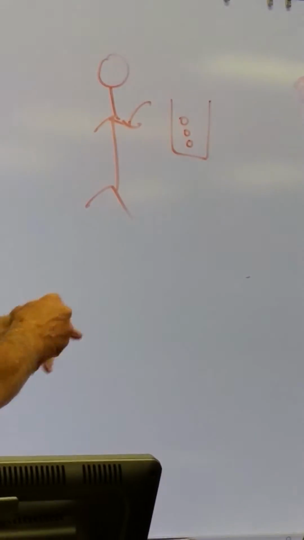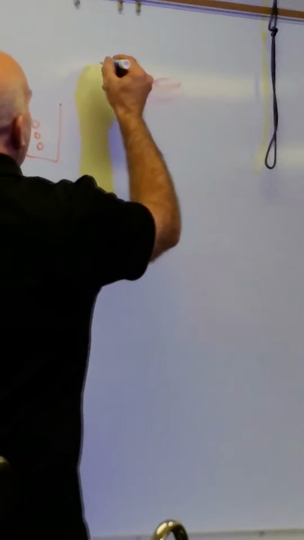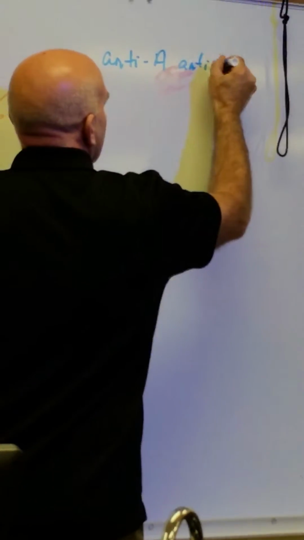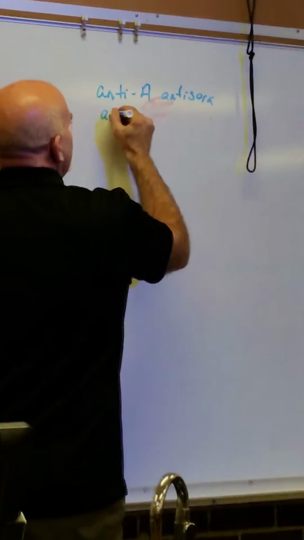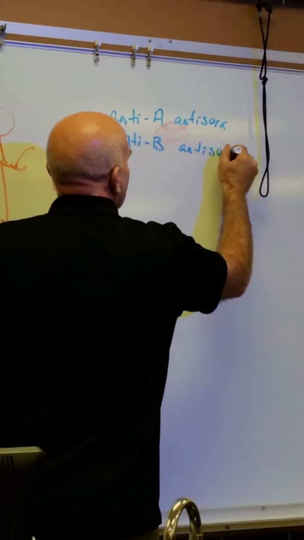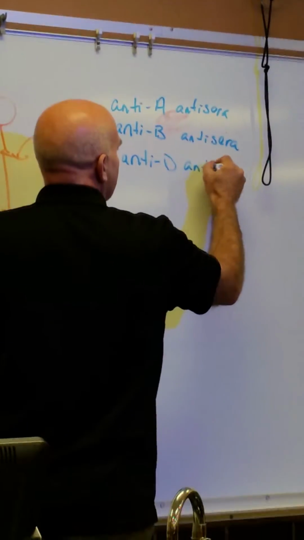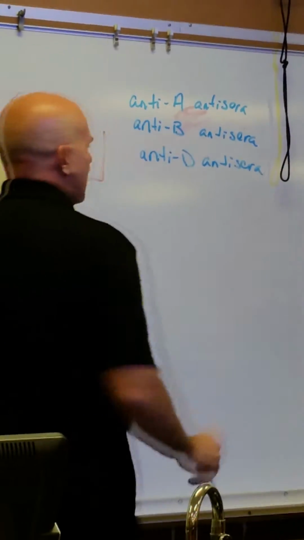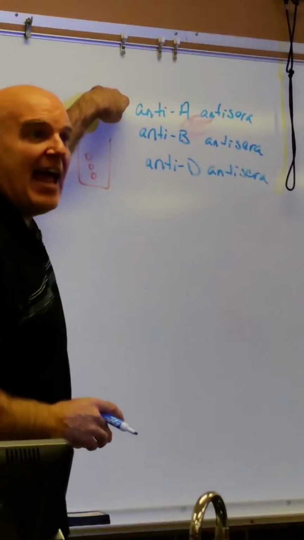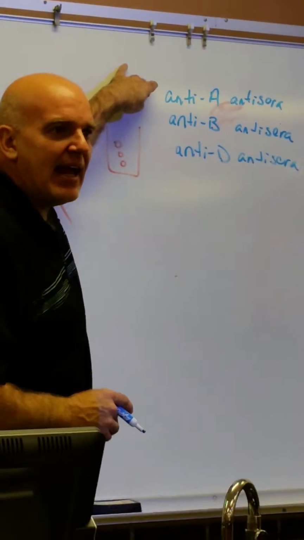All right? So, I buy from the store anti-A antisera, anti-B antisera, anti-D antisera. That's what I buy from the store. If his red blood cells react to the anti-A antisera, they agglutinate, then he must have A on his red blood cells.